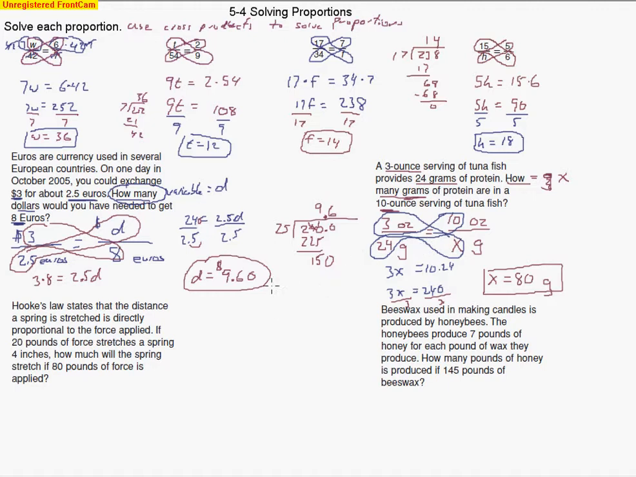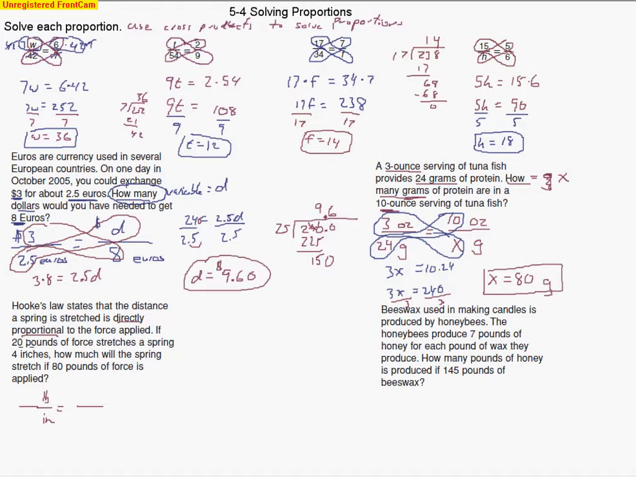Well, let's take a look at our next one. Hooke's law states that the distance a spring is stretched is directly proportional to the force applied. Directly proportional just means that we're going to have a line, an equal sign, and another line. Okay, so let's read it. Now it says if 20 pounds of force. It doesn't matter which way we set this up, as long as I have the units the same. So I'll put pounds on top, inches on the bottom. You could have put inches on top, pounds on the bottom. As long as you're consistent, you're going to get the same answer.